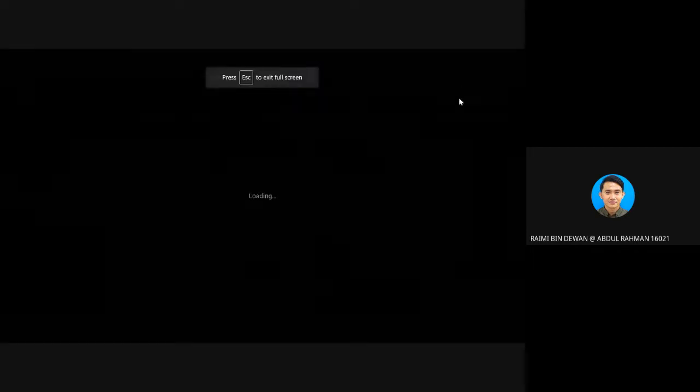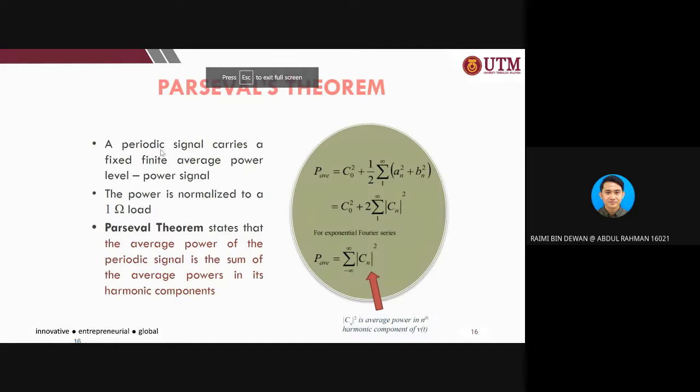So this is Parseval theorem. A periodic signal carries a fixed, finite average power level, power signals. In order for you to state your answer, you state your power average using the exponential Fourier series. So Parseval theorem states that the average power of a periodic signal is the sum of the average power in its harmonic components. So P average is actually the summation of all this.